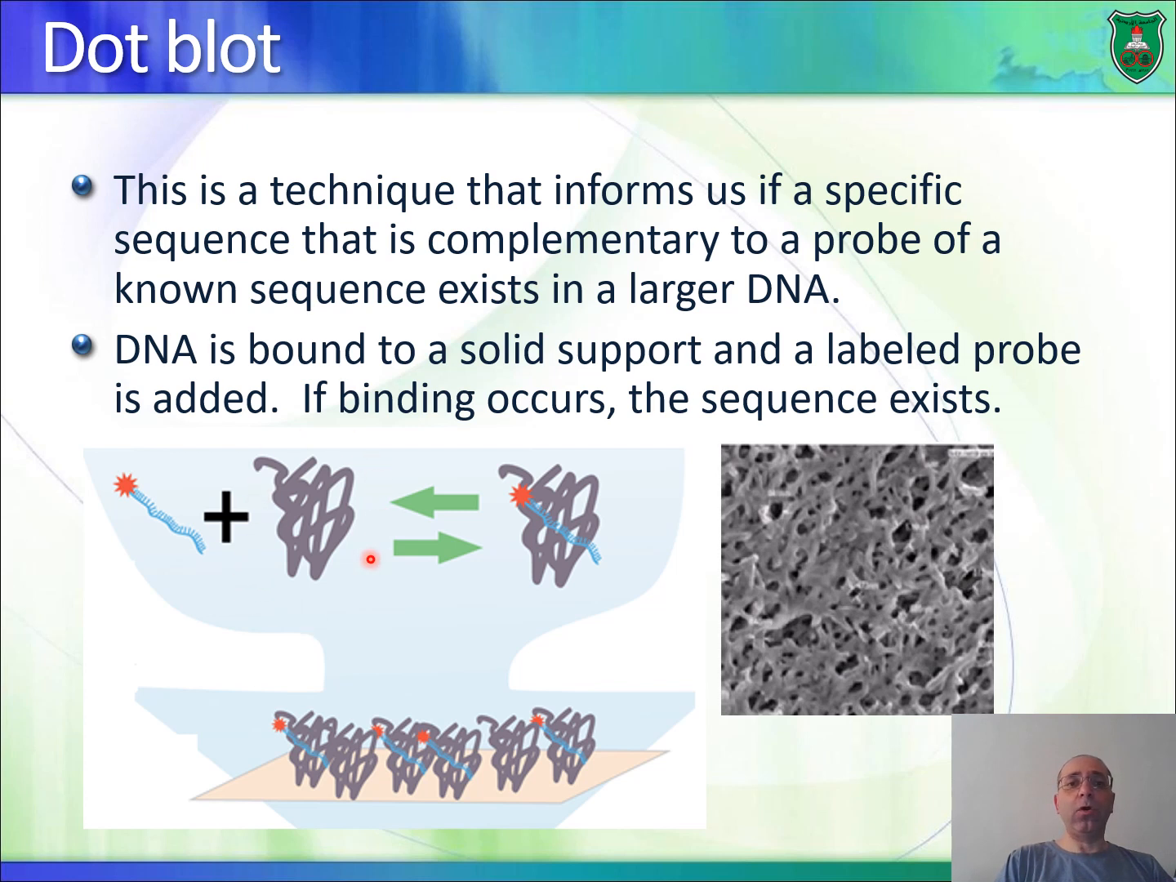Now, if in this whole DNA there is a sequence, a region that is complementary to the probe, then the probe would bind to it. It would hybridize to it. And remember that the probe is labeled. So if attachment takes place, the spot where the DNA is located would emit a signal. If there is no sequence in this DNA that is complementary to the probe, then the probe would not bind, and as a result, the spot would not give us a signal. So that's the idea of a dot blot.